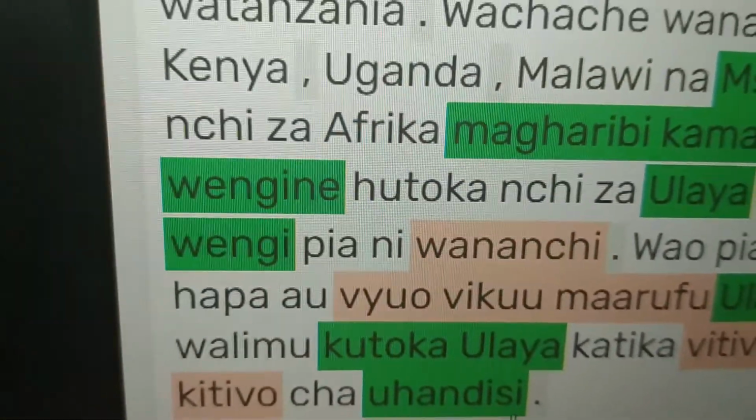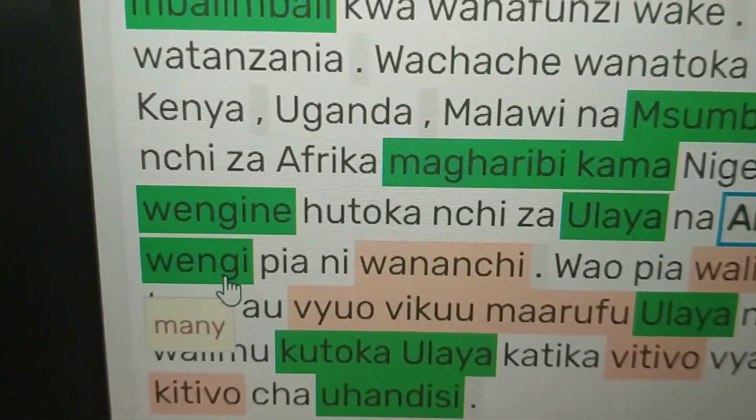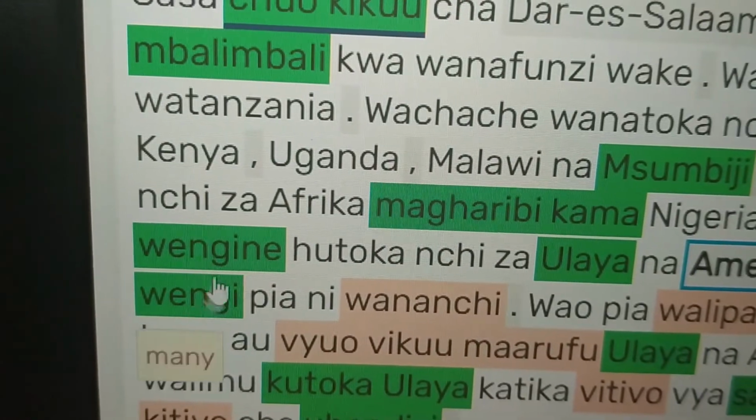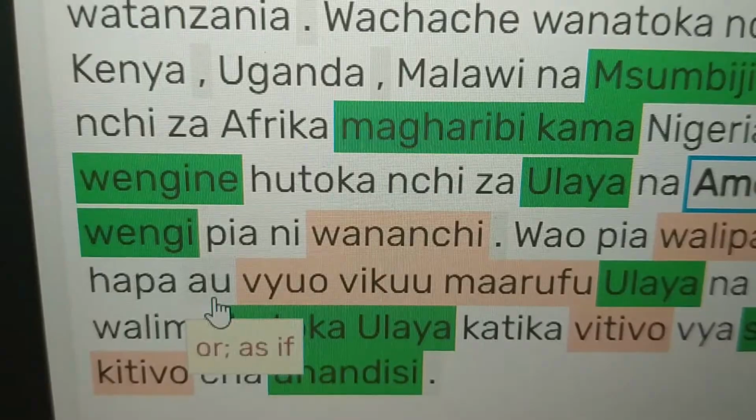I have these two words that were confusing me at the same place. I have wengine, which means others, and wengi, which means many. So I'm going to try to notice that a bit more. Wengine means others, and wengi means many.